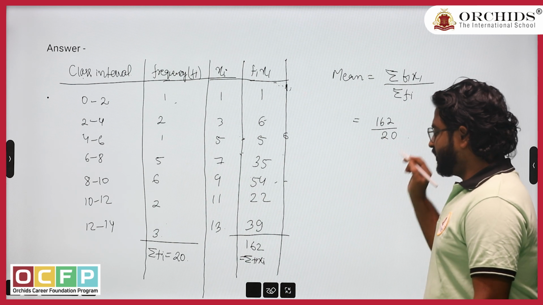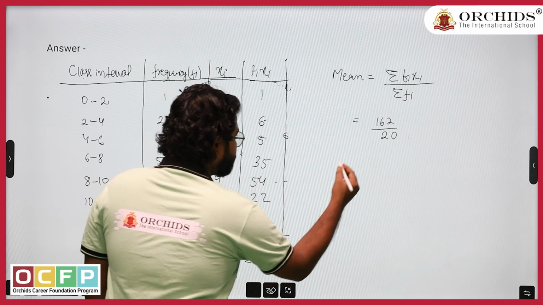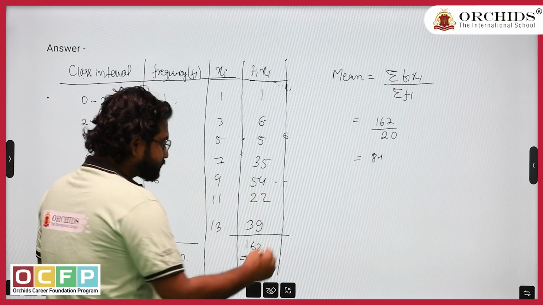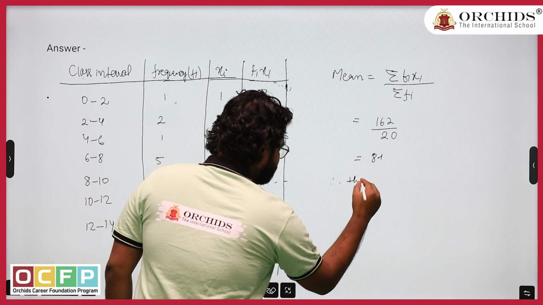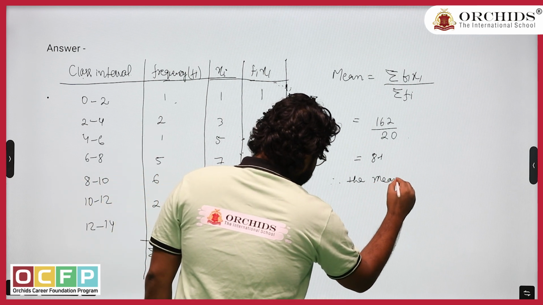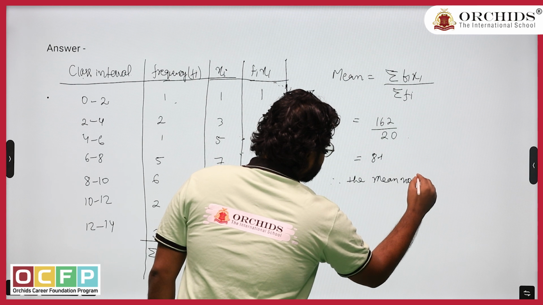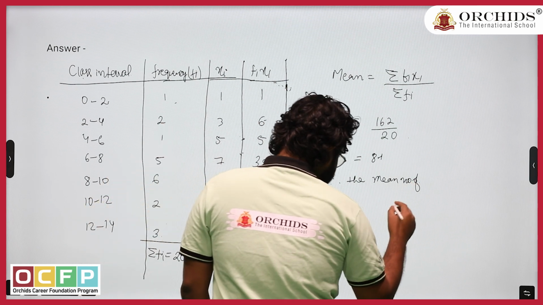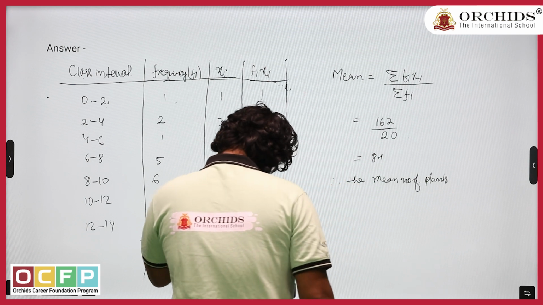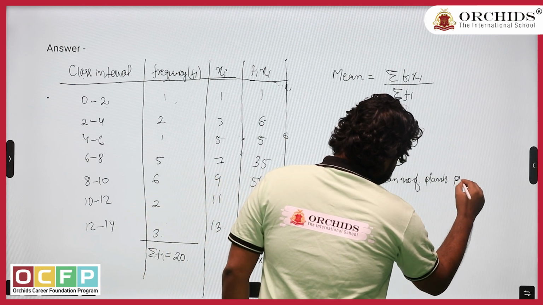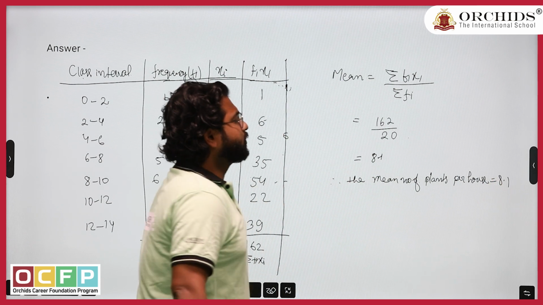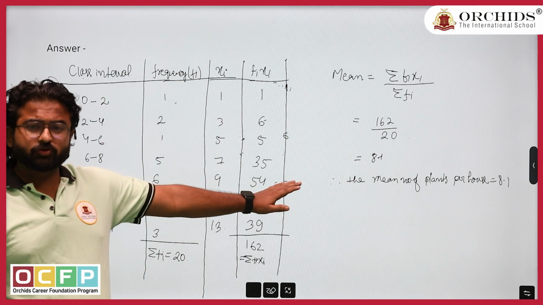Divided by 20, which is equal to how much? 8.1. That means the mean, therefore I can say that the mean number of plants per house is equal to 8.1. First question is done.